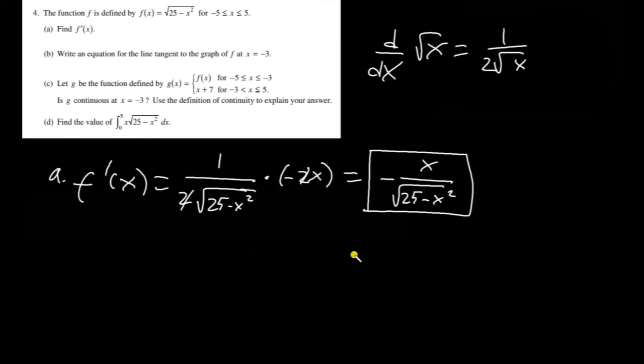This was a 2-point question, 2 points for the correct answer. Alright, part B, write an equation for the line tangent to the graph of f at x equals negative 3. Whenever you see they ask you for a tangent line, you need to always write down 2 things: point and slope.